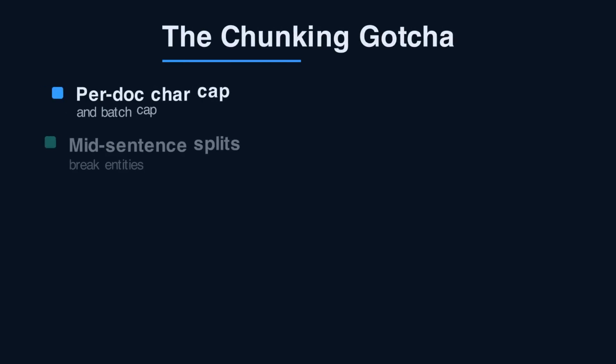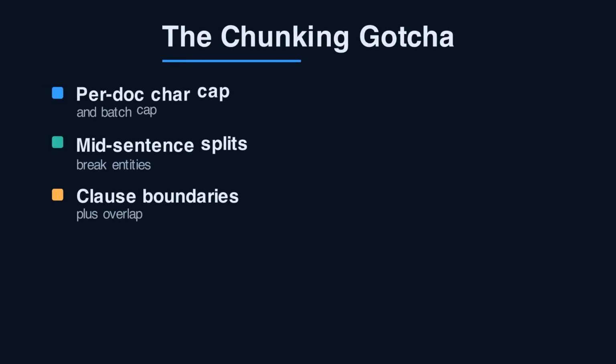Here is what bites everyone. The 5,000 character limit is per document, and batches are capped too. Naive splitting cuts mid-sentence and destroys entity boundaries. A party name split across 2 chunks never gets recognized. Chunk on sentence or clause boundaries from the layout output. Add a small overlap so entities spanning a break survive. Check the current Azure docs for exact per request limits, since they change.